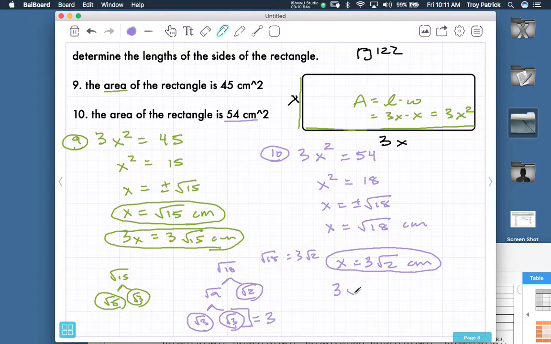The other side length being 3x should be 3 times 3 square roots of 2, so that should give you 9 square roots of 2 centimeters. Okay. This part right here is 3 times 3 square roots of 2. 3 times 3 is 9. X was 3 square roots of 2, so we put it together there, and we have the units of centimeters in the end. So that is a couple of word problems that you may or may not see later on that you want to pay attention to.